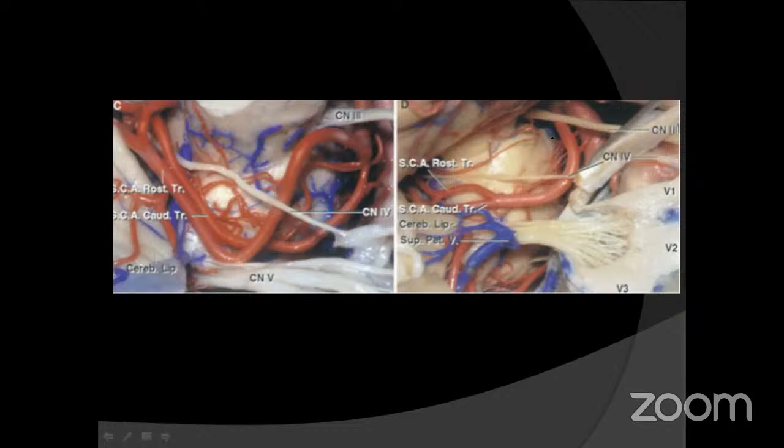Again, in a better diagram, we can see a common region of the superior cerebellar artery dividing into a rostral trunk and a caudal trunk. We can see how it is parallel to the basal vein.